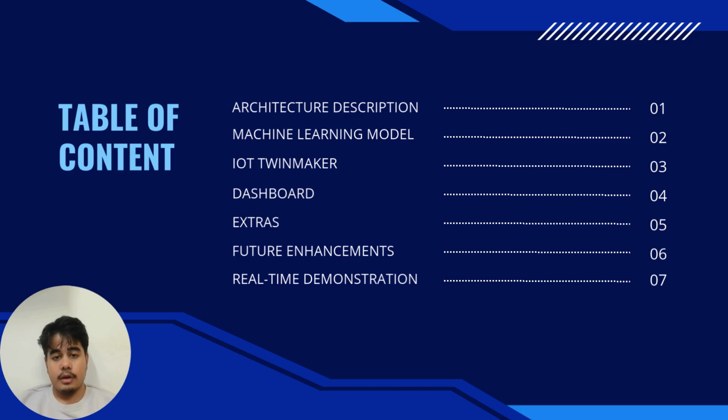We'll start off with the architecture description, where we will explain what Amazon services we have used and how they are interconnected to each other. Next, we'll look at the machine learning model that we have chosen and why we have chosen it. Then we'll deep dive into the IoT TwinMaker itself. Then we'll look at the dashboard that we have created using Amazon Grafana.